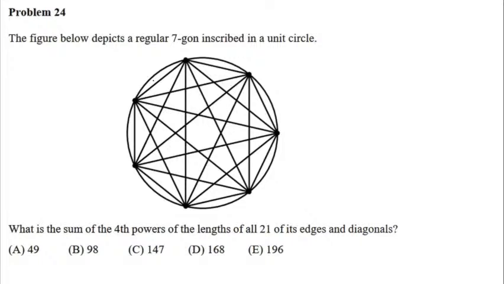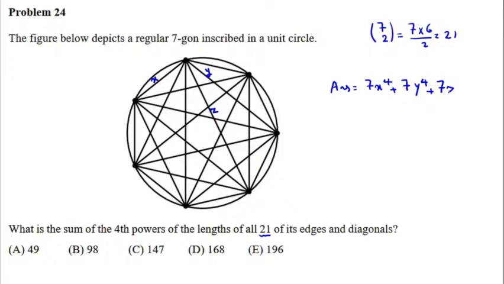But here we have 7x, if you see. We have 7y, we have 7z. And all the lines are 21. You can say 7 choose 2, 7 times 6 over 2, which is 21. Also, the problem says 21. So we have 7 y's, 7 x's, 7 z's. So the answer of the problem is 7x to the 4 plus 7y to the 4 plus 7z to the 4. We should focus on finding x to the 4.